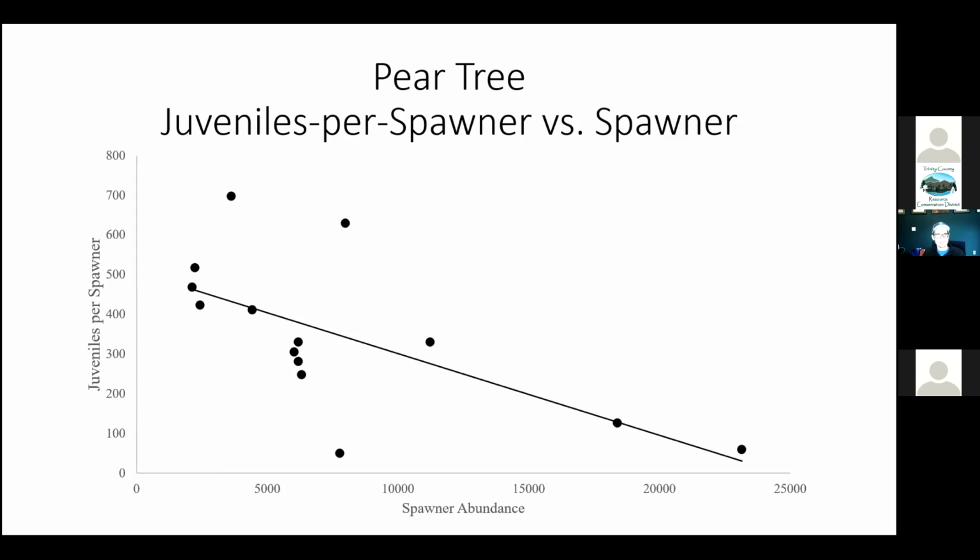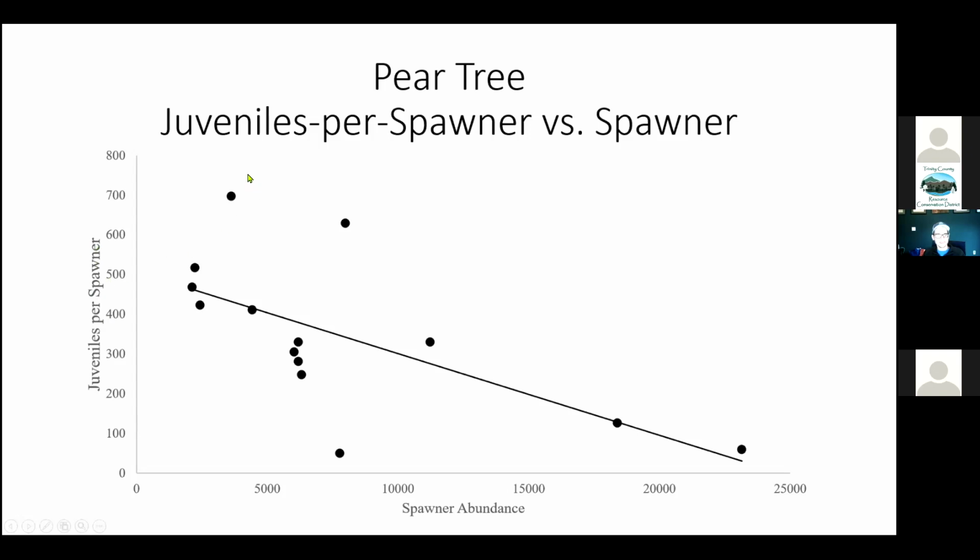So, I mentioned before when we looked at the Pear Tree juveniles per spawner, that had a positive trend through time, and there's a tendency to focus on that and say, yeah, it's positive through time, so that's a good thing. Well, if we look at this figure, it shows just a relationship between spawner abundance and then juveniles per spawner.